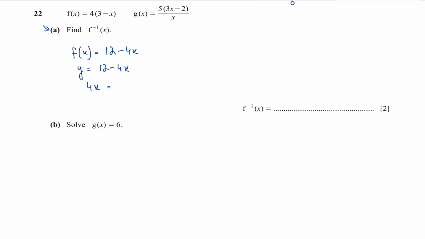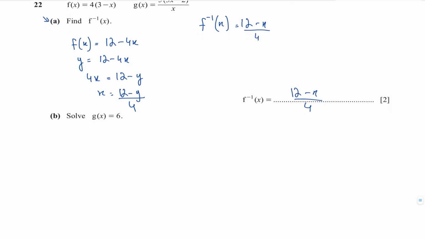So I'm going to bring 4x on the left hand side and y on the right, and let's make x the subject now. So 12 minus y upon 4, and then the third and the final step, which is that you replace x with f inverse of x and y with x. So there you have it, 12 minus x upon 4.